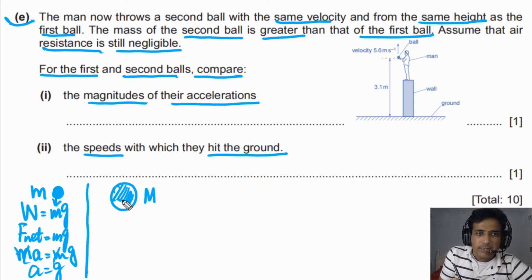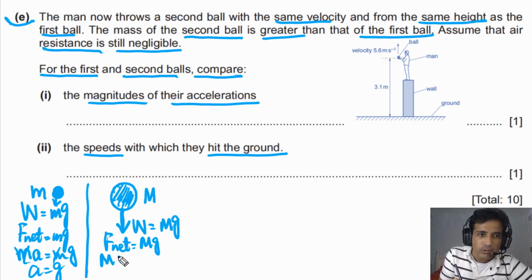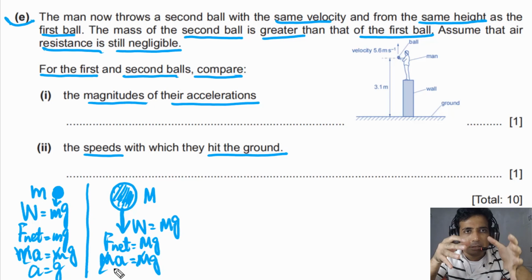Now if you look at the second ball, we need to understand, if there is no air resistance, there is only one force that is acting on this ball, and that is the force due to gravity, and that is equal to weight, so we can say the weight of this second ball will be equal to capital Mg, so the net force on the second ball is equal to capital Mg, and the net force also is equal to Ma, so m cancels, so it simply means that acceleration due to gravity is independent of mass.